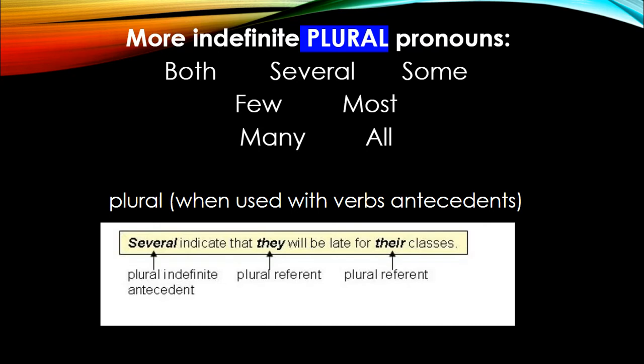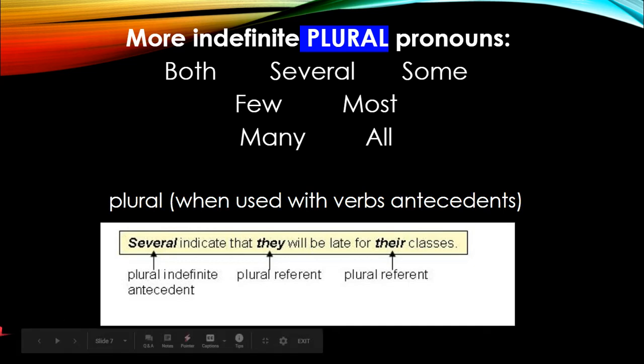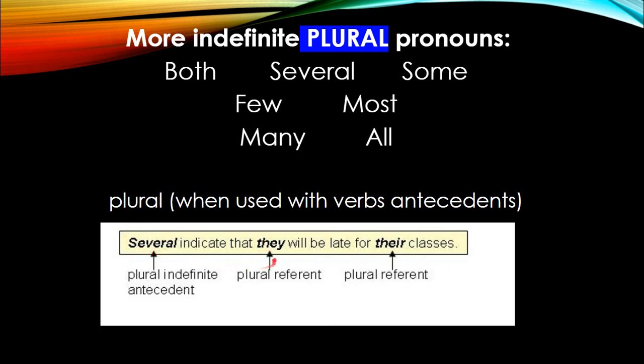And then we'll have some plural indefinite pronouns, such as several, some, many, most. Several indicate that they will be late for their classes. Several is plural, so the pronoun must be plural, and therefore they agree.